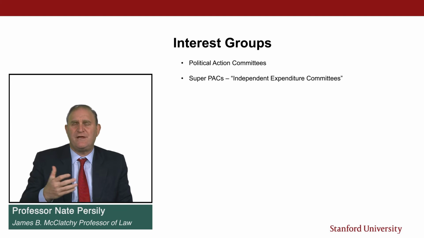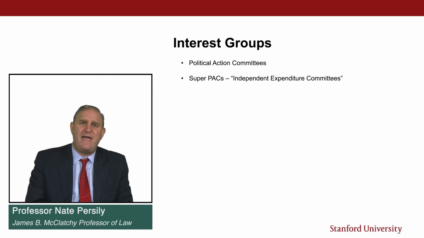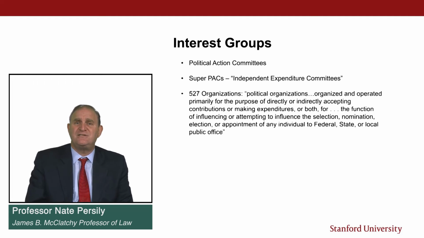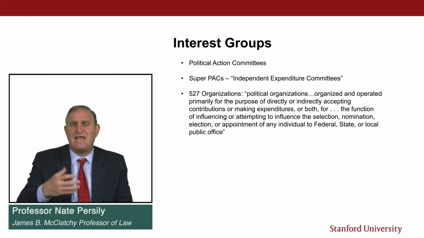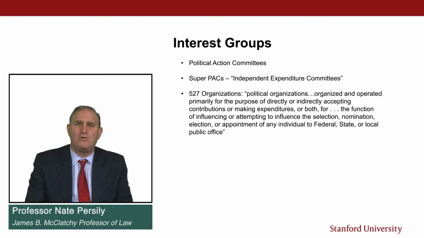Then you have a series of groups that are defined by the tax law. So there's overlap between them and these official groups inside that are defined by the federal election laws. So 527 organizations are political organizations that are organized and operated primarily for the purpose of directly or indirectly accepting contributions or making expenditures, or both, for the function of influencing or attempting to influence the selection, nomination, election, or appointment of any individual to federal, state, or local public office. And so that's under the tax laws that we designate certain organizations as 527 organizations.